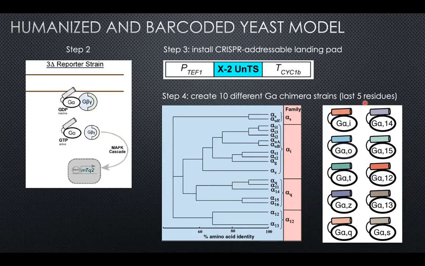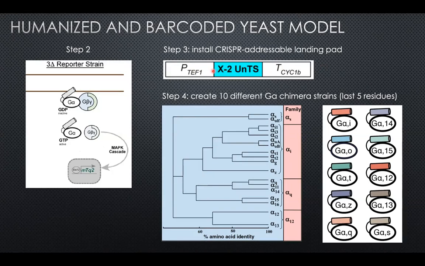Before installing human GPCRs, though, we had to install a CRISPR-addressable landing pad, and we have installed several of these, and they all look the same to date. They are comprised of three components: a constitutive TEF promoter, a SIC terminator, and a unique targeting sequence. In this case, it's the 10-2 targeting sequence. The 10-2 indicates the genome locus where we have installed the pad at a safe harbor site in the yeast genome.